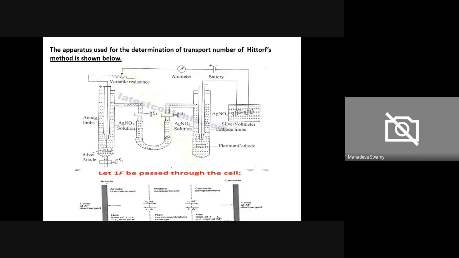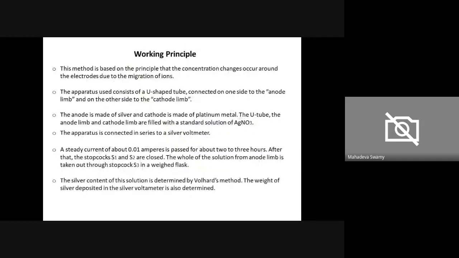This is the actual apparatus. What is the use of this apparatus? How can we use it? I will tell you now. Working principle: this method is based on the principle that concentration changes occur around the electrodes due to the migration of ions. So the movement of ions causes variation of concentration in the solution of the two compartments. This is the principle.